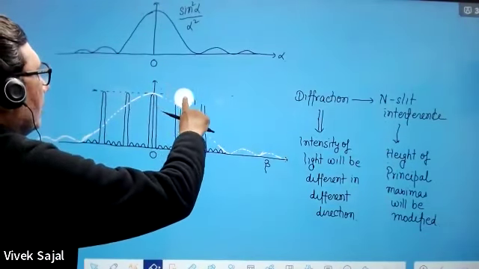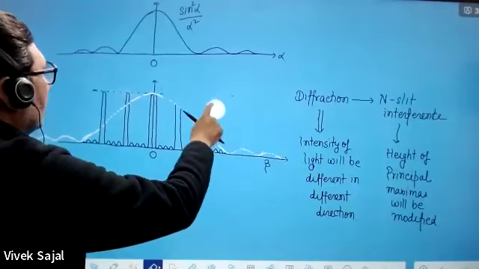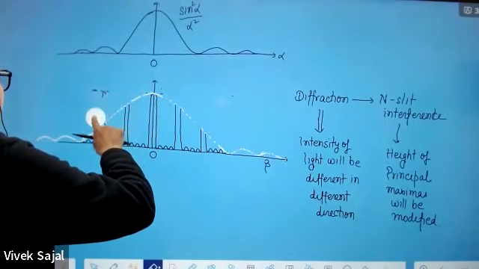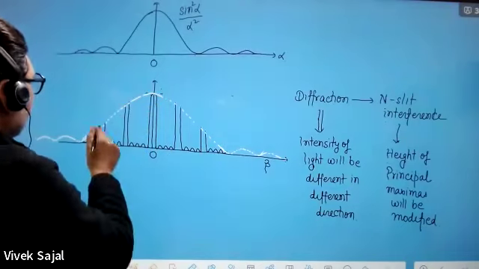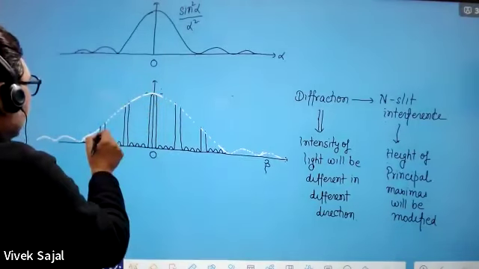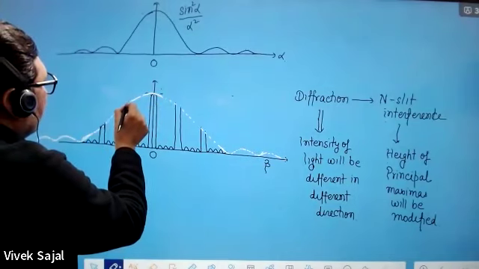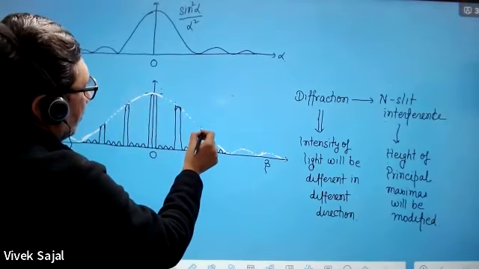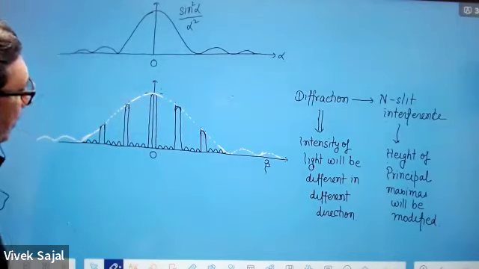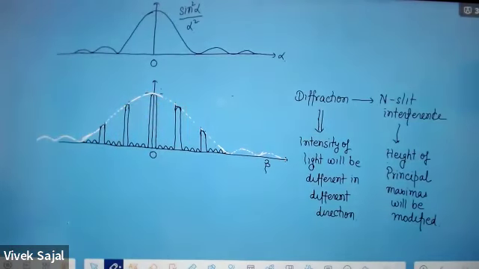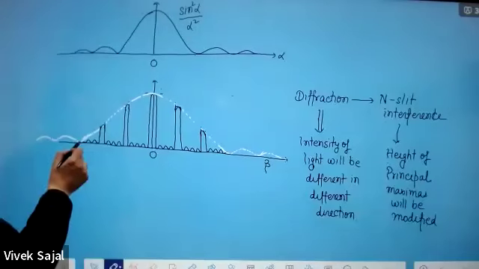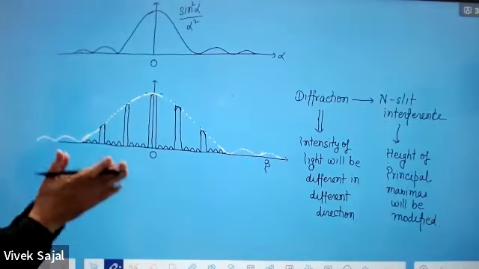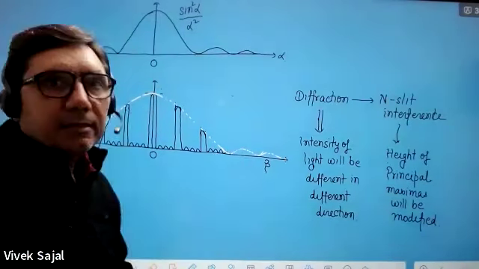So what type of pattern are you going to have? Your pattern will now become like this. The height of these principal maximas will be modified here. So this type of pattern you are going to get. Here there will be a missing order. Here a principal maxima is absent because of the missing order, as we have discussed in the double slit diffraction experiment.